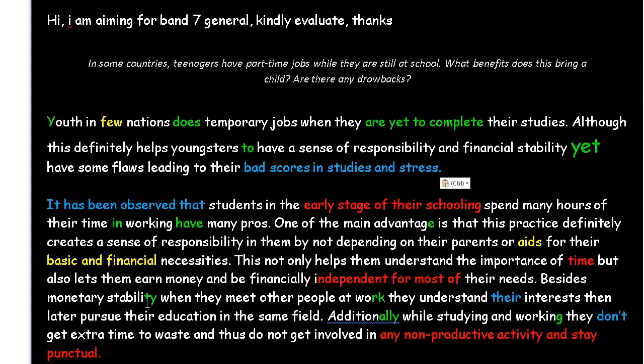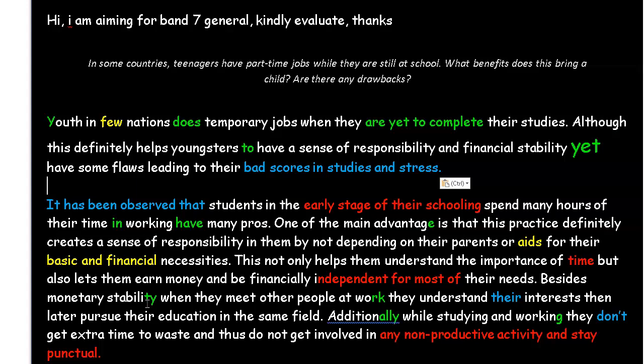So if they're working at a restaurant, anyway, confusing referencing. Additionally, comma, while studying and working, comma, they do not, we don't use contractions like don't, we say do not. They do not get extra time to waste. What? So they get no spare time. That's an advantage. So they do not get involved in any non-productive activity and stay punctual. It helps them stay on time.